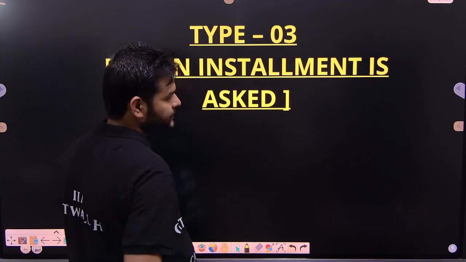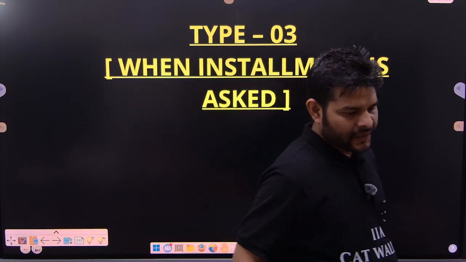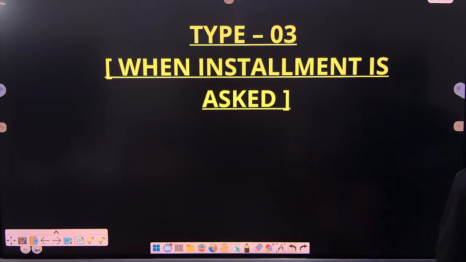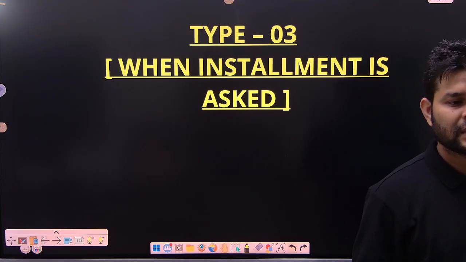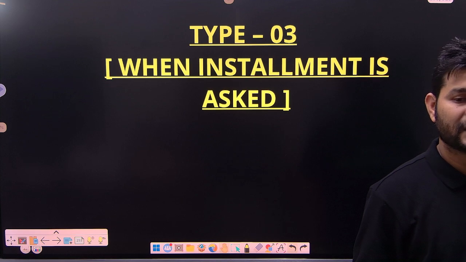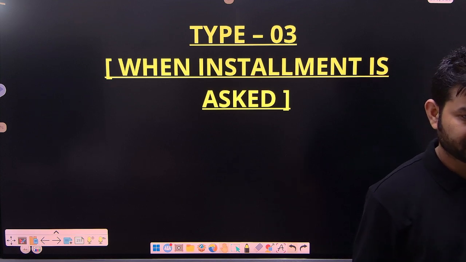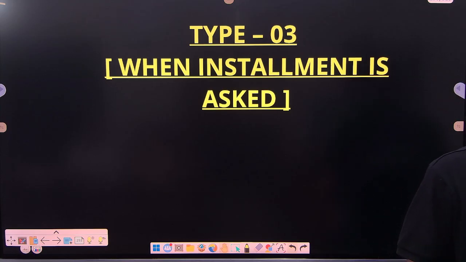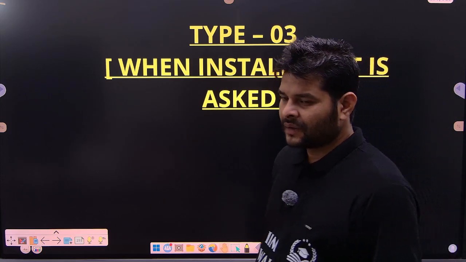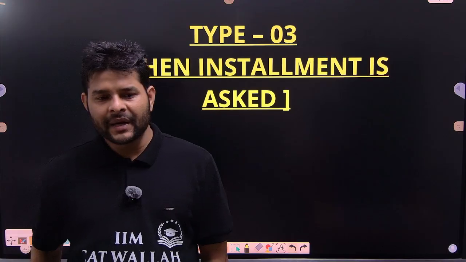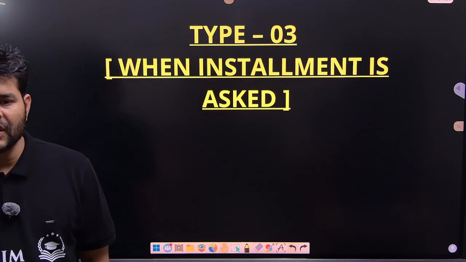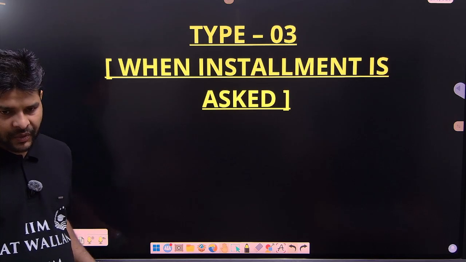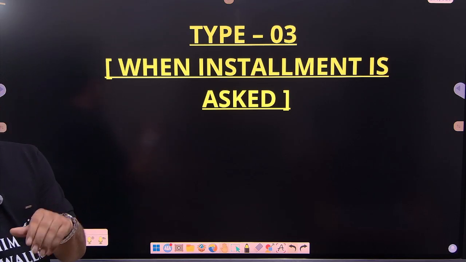Installment will be asked. In type 1, we had been asked rate on monthly basis. In type 2, rate on yearly basis. But in type 3, we are being asked installment. What would be the installment that we are paying?